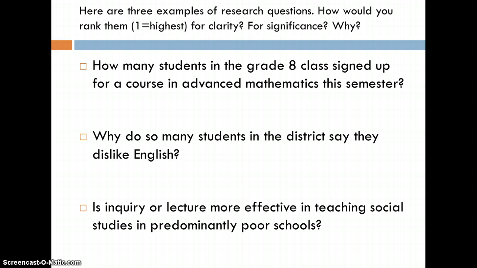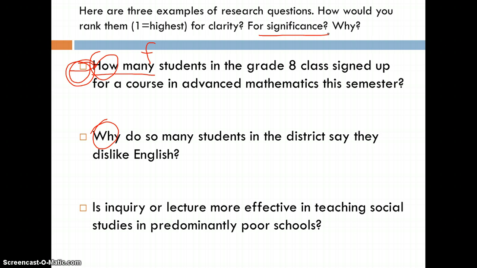So I'm assuming you've paused and you've taken a look at these and you've thought about clarity and significance. Let me just give you some impressions that I have. First of all, with this one, how many students in the grade 8 class signed up for a course in advanced mathematics this semester? Well, I mentioned before that I like how and why questions, but the problem with this one is that "how many" is a little trick using the English language that just is a count. It's a frequency, right? How many students in the grade 8 class signed up? Well, the question I want to know is, why do we care? Why is this important or significant?